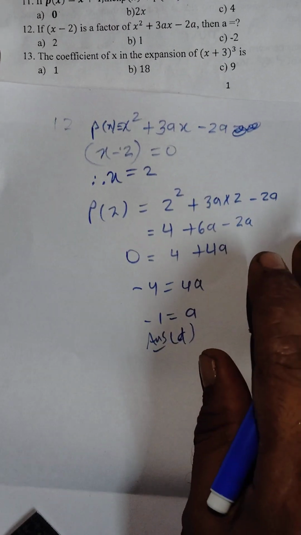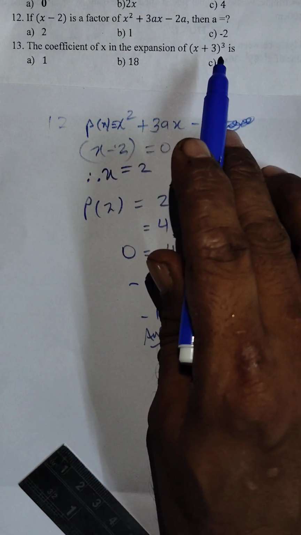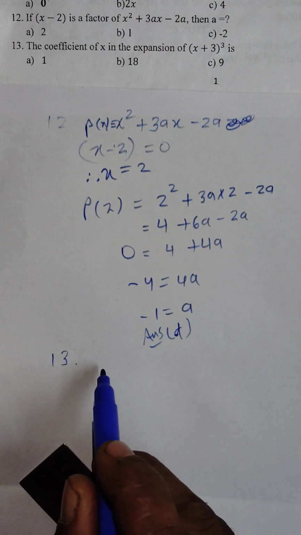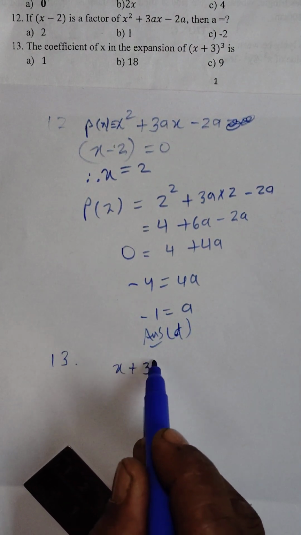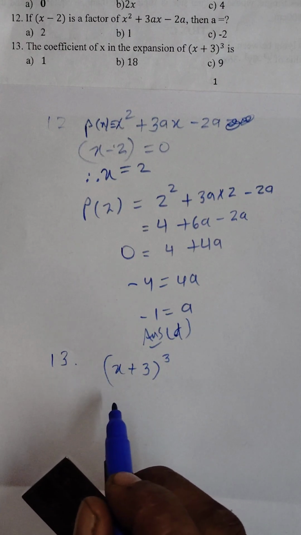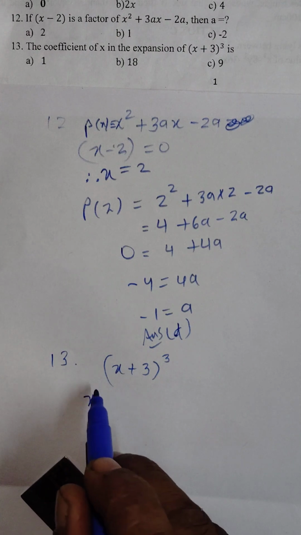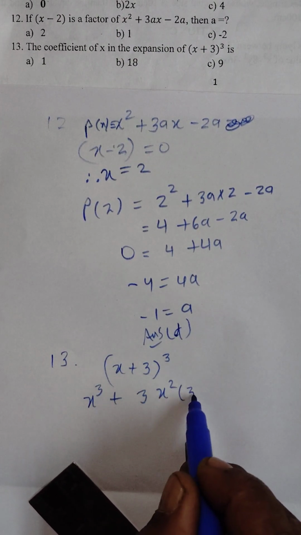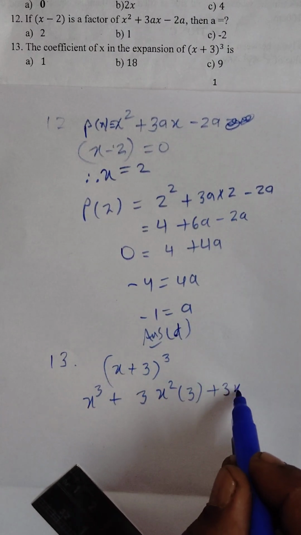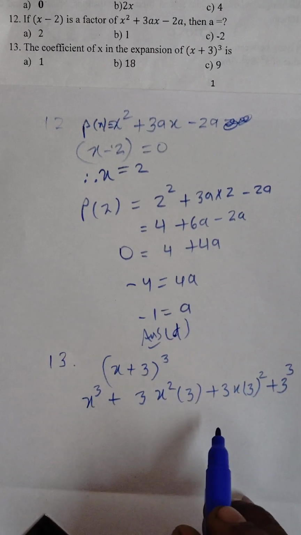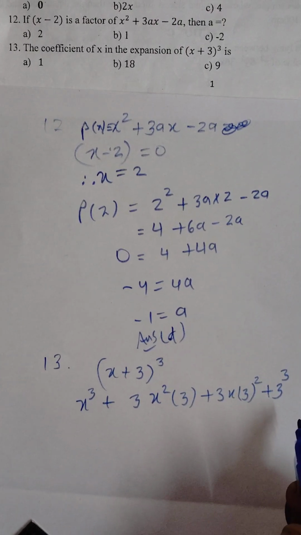Next question number 13. The coefficient of x in the expansion of x plus 3 whole cube is. So in the 13th question, there is the given expression x plus 3 whole cube. We open the whole cube formula. Its formula is a cube plus 3a square b plus 3ab square plus b cube. This is the expansion of a plus b whole cube.